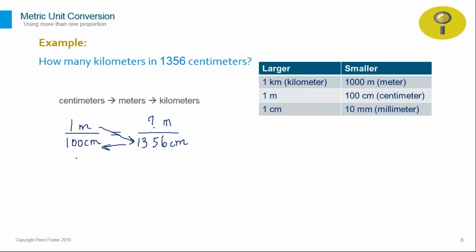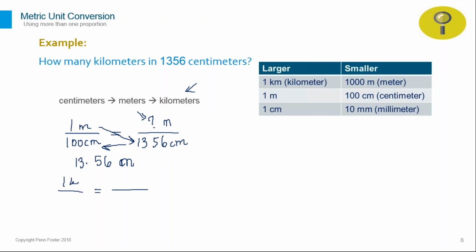That will give you 13.56 meters. It's going to be meters because we're looking for meters. So there are 13.56 meters in 1,356 centimeters, but that's not our answer. We need our answer in kilometers. So again, another proportion.